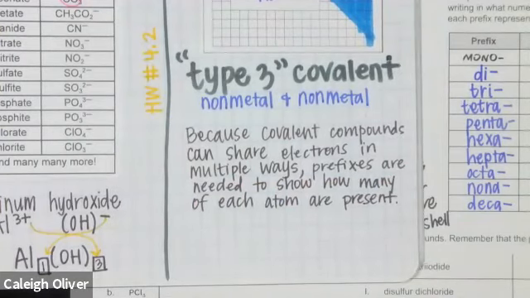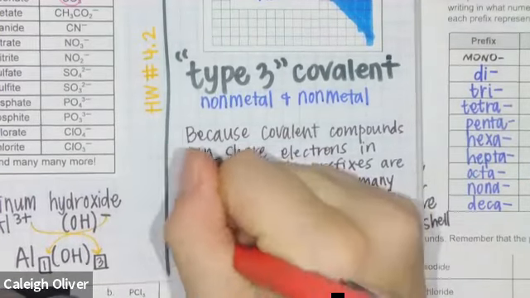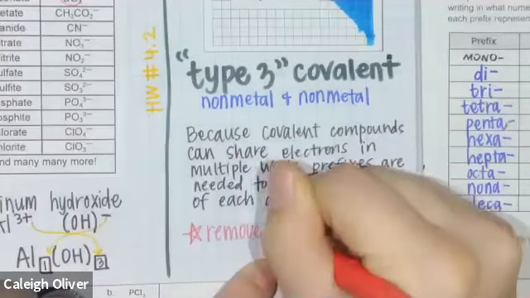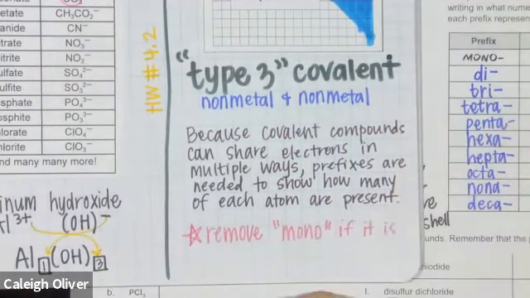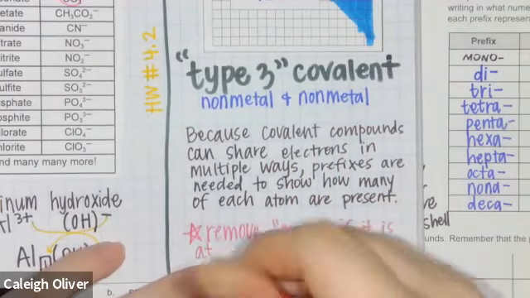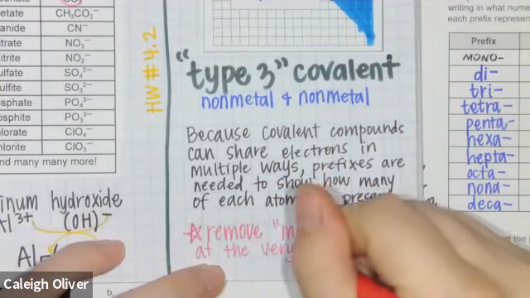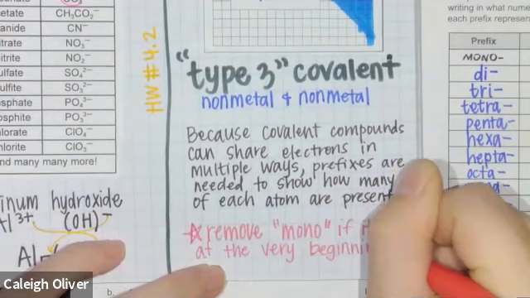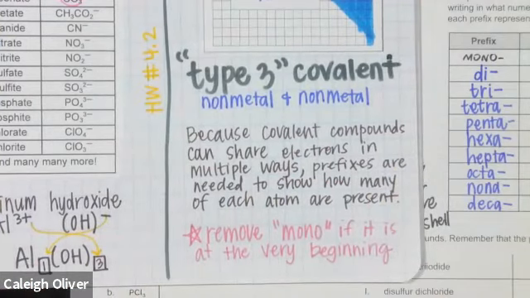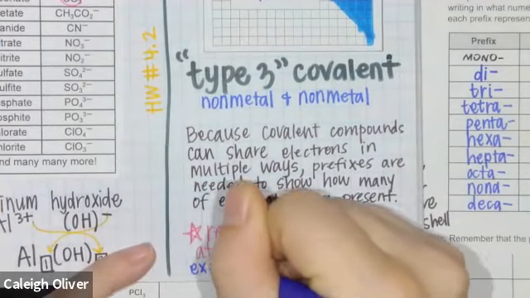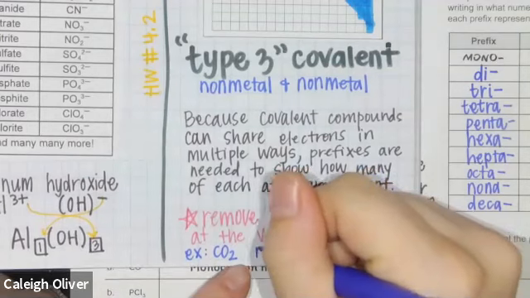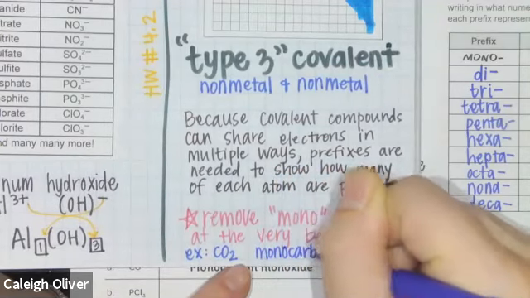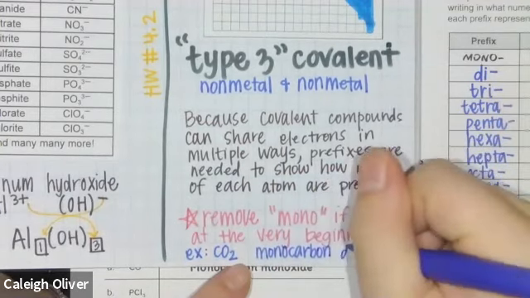There is basically one rule for this section, and it goes like this. We're going to remove the word mono if it is at the very beginning of our name. So for example, if I said, what is this molecule? And you're like, CO2. Okay. One carbon, you'd say monocarbon, two oxygens, monocarbon dioxide.